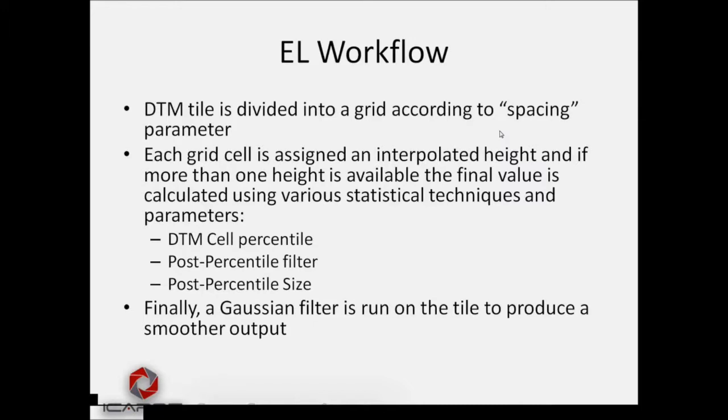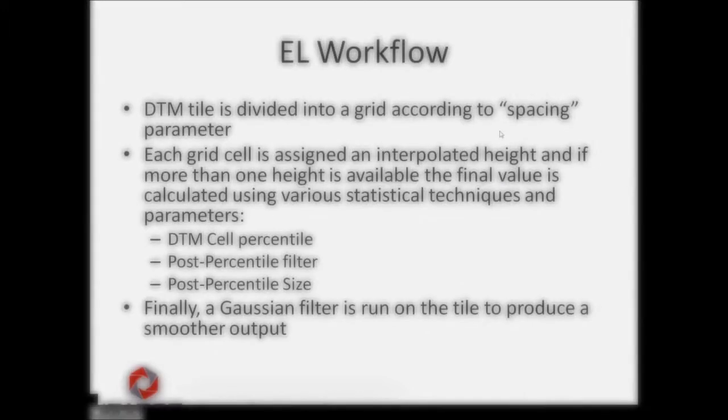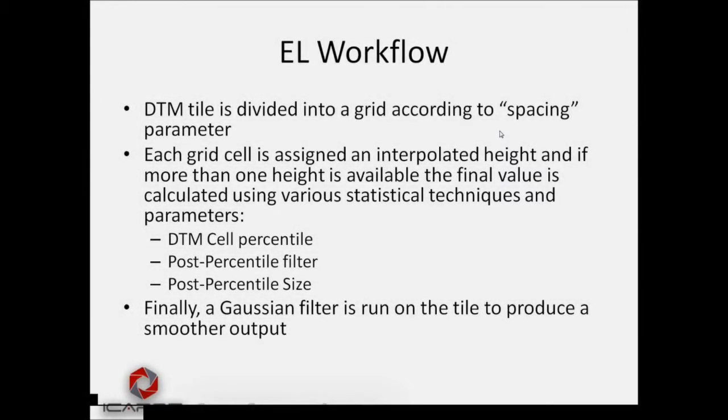Force percentile filter, set the value between 40 and 50% to represent 3D structures, or 10 to 20% in order to better represent the terrain. Force percentile size, set a low value 5 or less to maintain the maximum amount of information, or increase the value to reduce the effects of noise. Finally, a Gaussian filter is run to produce a smoother output. The output DTM is created in raster, LAS, or XYZ file format.